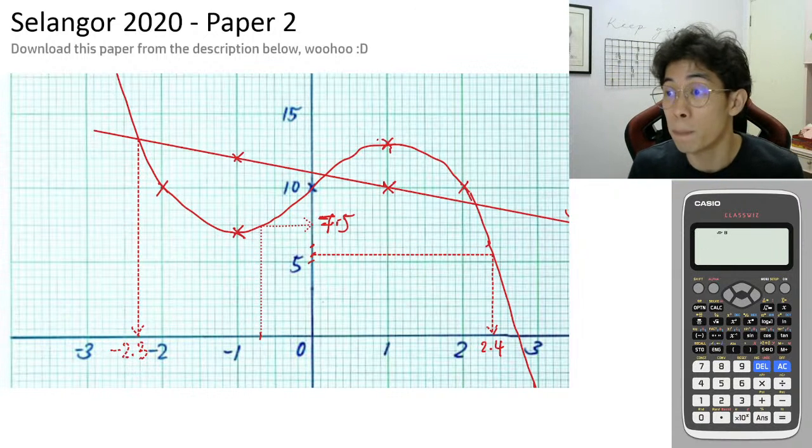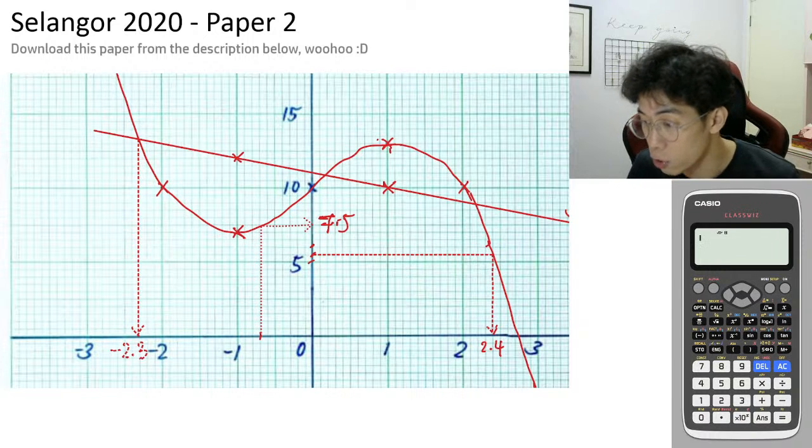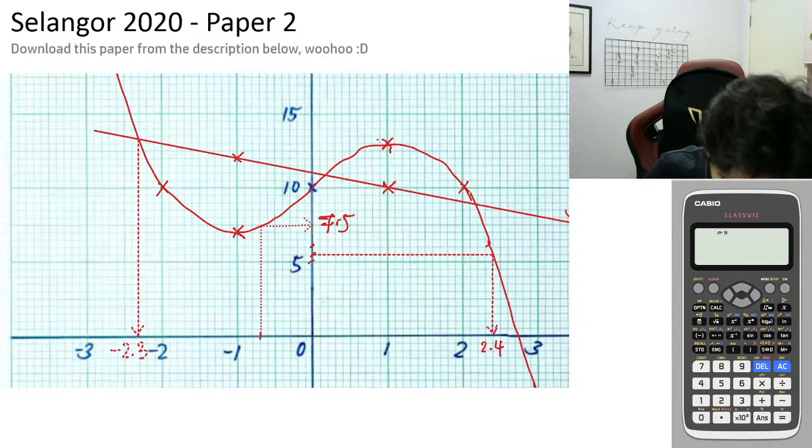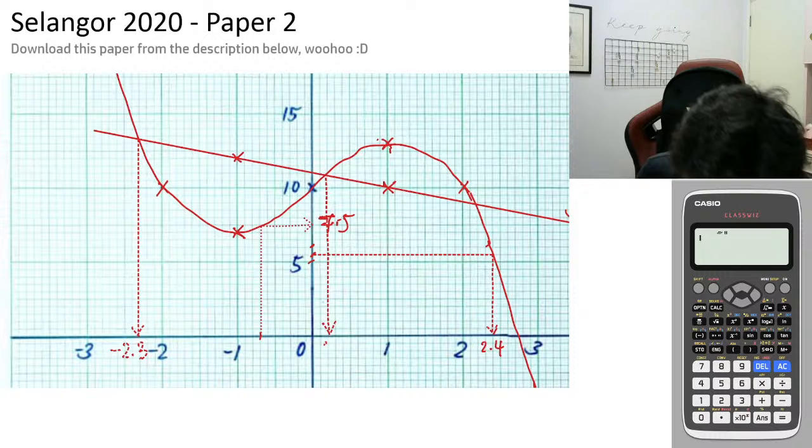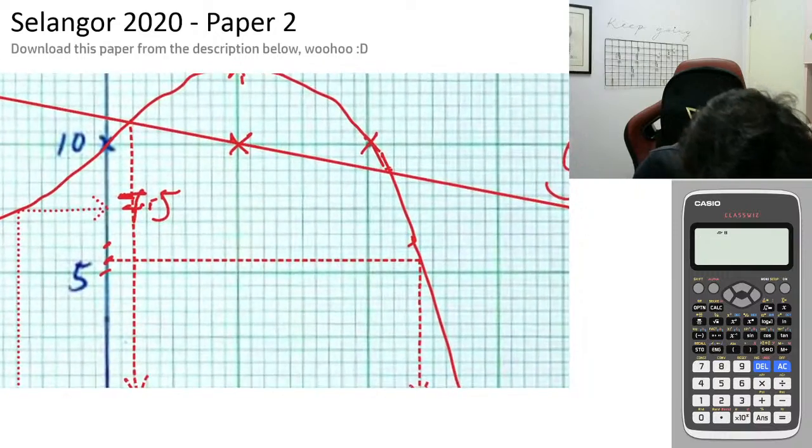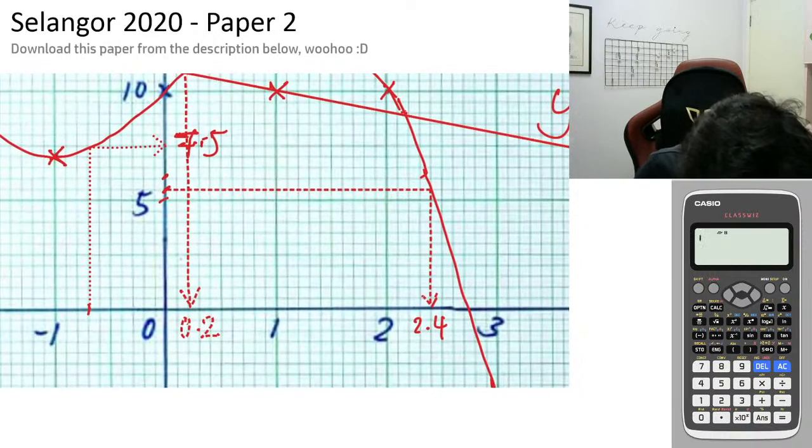Okay, yes, you can use other points like negative 2 and 2 if you want, as long as it's within the scale. Okay, the scale. This is 0.2, my next one. And of course, the third one being here. Okay, let me show you. It's normal to get in the middle one. Okay, it's normal to get something in the middle.